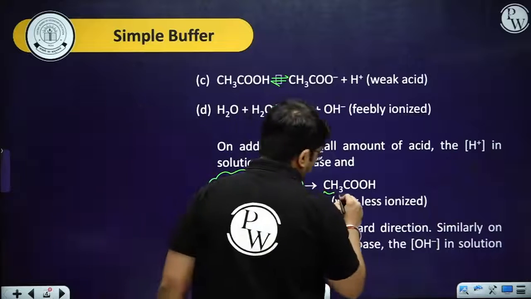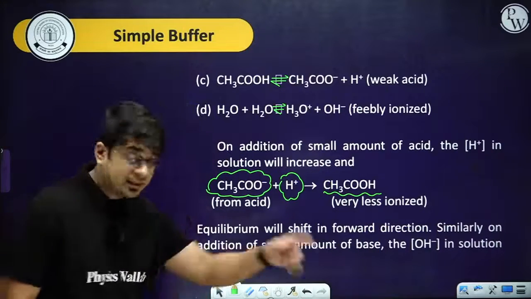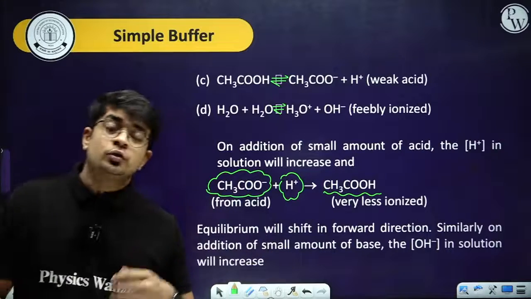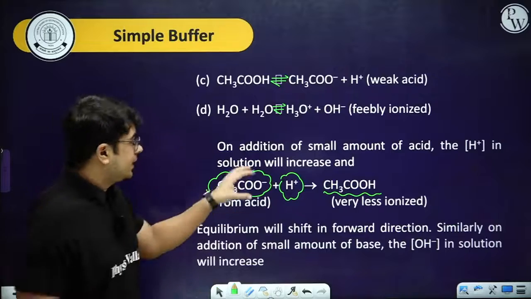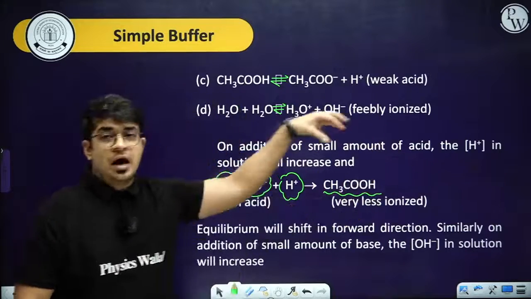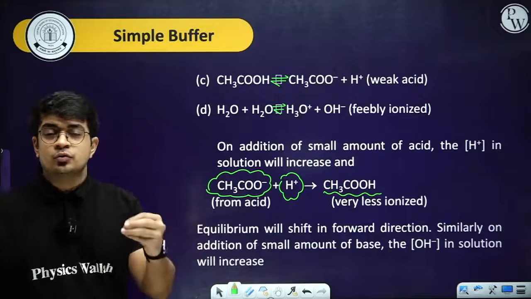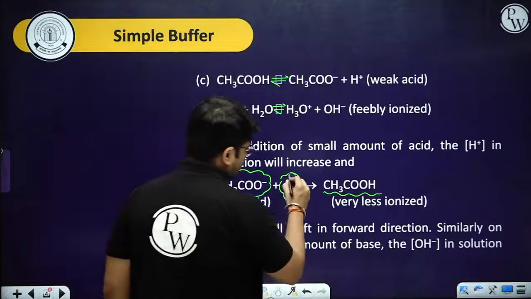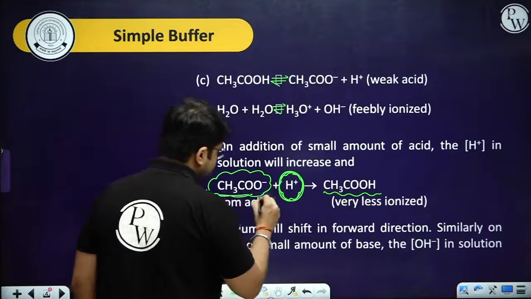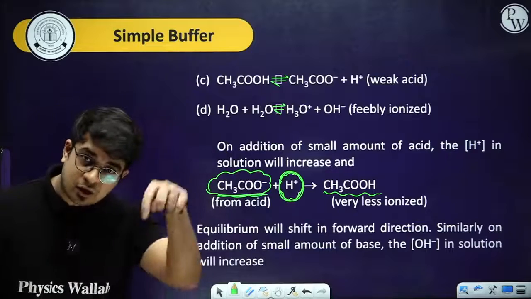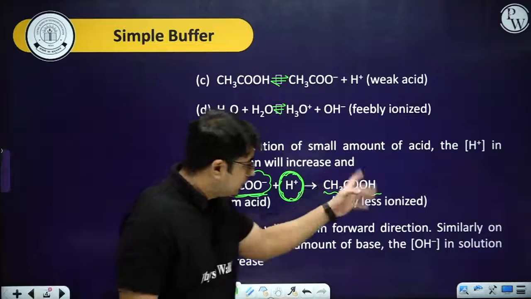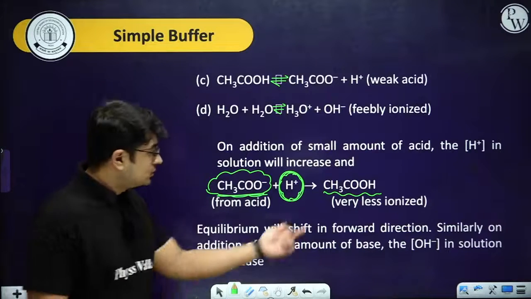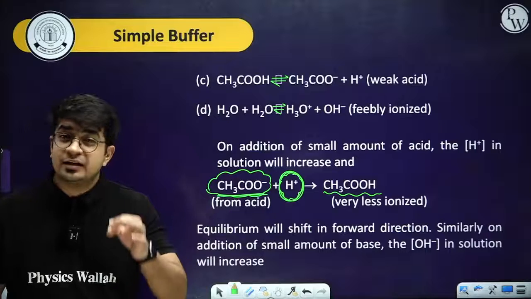Definitely that entire part is going to be converted into CH3COOH, but the reverse reaction is not that feasible because CH3COOH is not going to decompose that easily. So let's say on addition of a small amount of acid from the outer medium, let's say I'm using a strong acid, definitely it's going to dissociate 100% and provide H positive directly. This H positive is going to be compensated by CH3COO negative, which is already present in the salt, and it's going to convert into CH3COOH. But the reverse reaction is not going to be 100% because CH3COOH is going to be ionized very, very little.